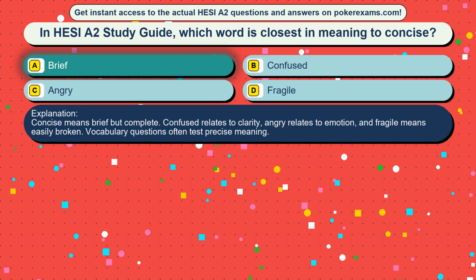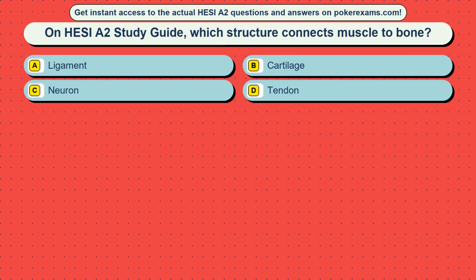Confused relates to clarity, angry relates to emotion, and fragile means easily broken. Vocabulary questions often test precise meaning. Question 14. On HESI A2 Study Guide, which structure connects muscle to bone?